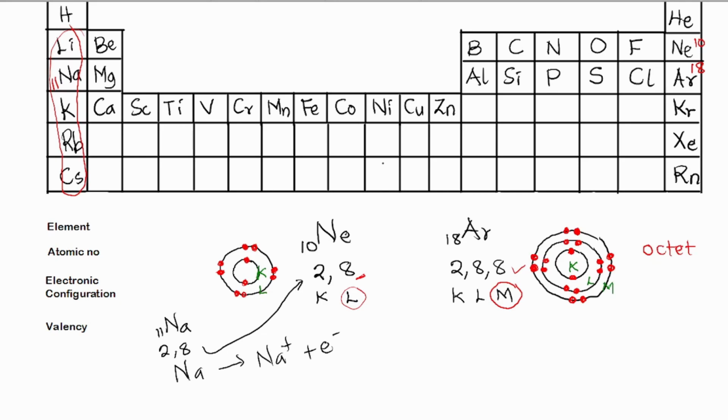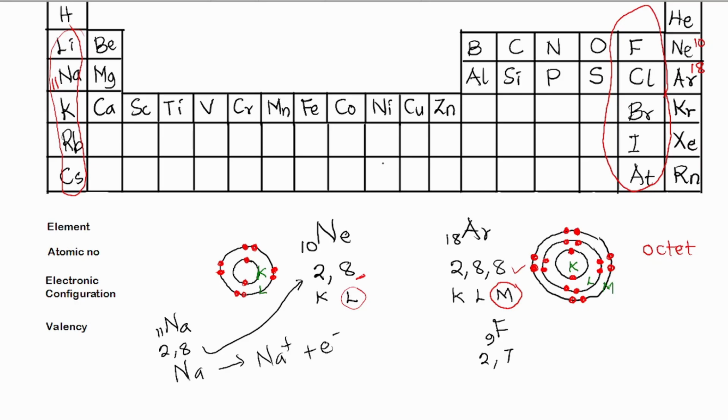On the other hand, the halogens, which include fluorine, chlorine, bromine, iodine, and astatine, belong to group 7 of the periodic table. These elements have 7 electrons in their outermost shell. Take, for example, fluorine. Fluorine with atomic number 9 has the electronic configuration 2, 7. So it needs just 1 electron to complete the octet configuration of its outermost shell.